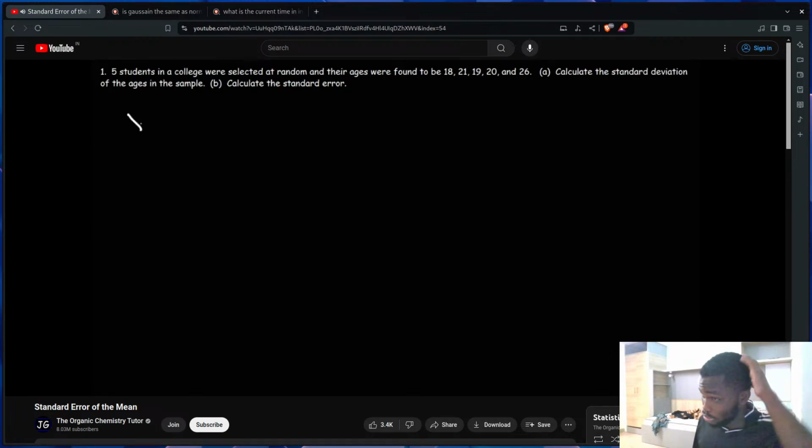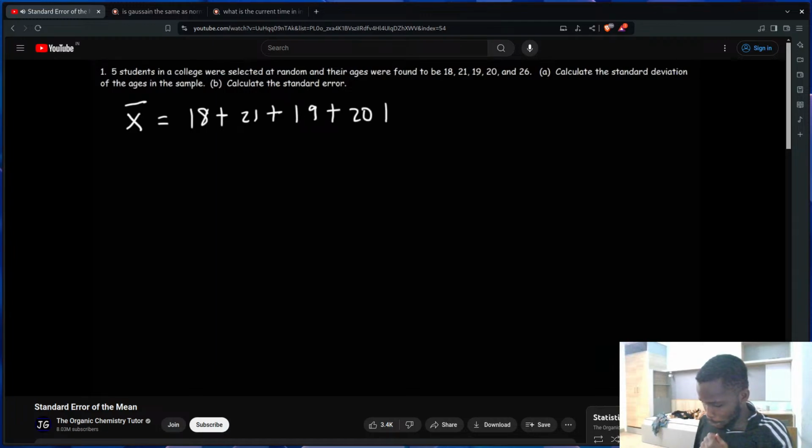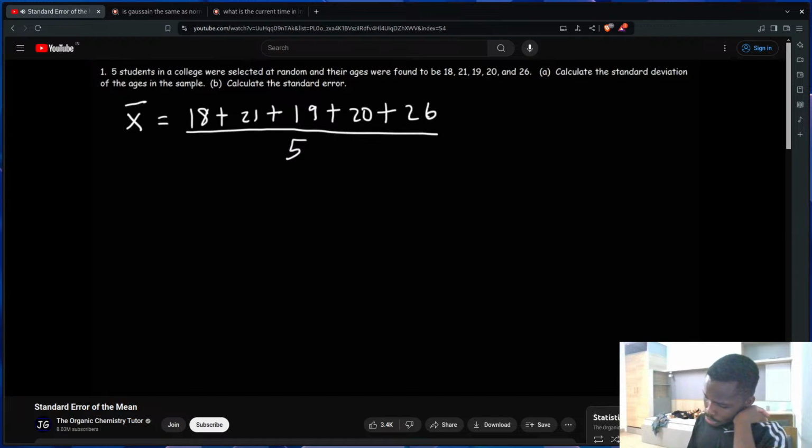The first thing we need to do is calculate the mean, or the average, of the 5 ages that we have here. So we're going to take the sum of those 5 values. So we have 18 plus 21 plus 19 plus 20 plus 26. And now let's divide by the number of ages that we have, which is 5.